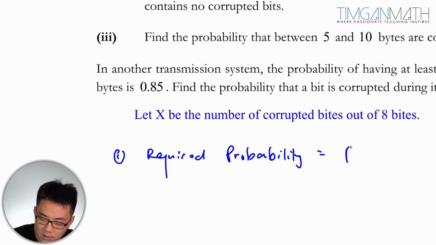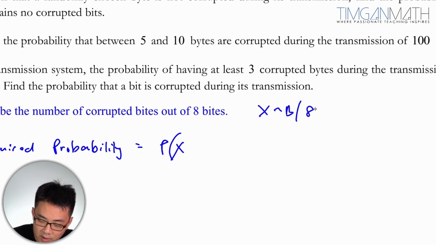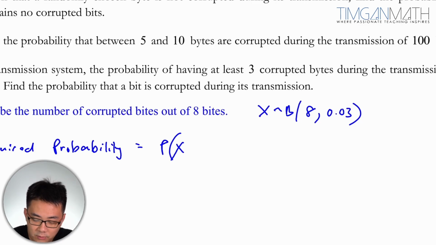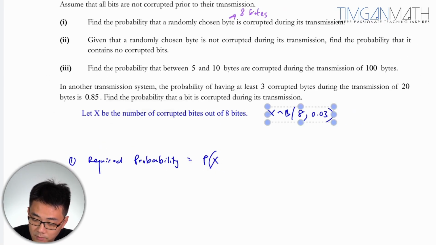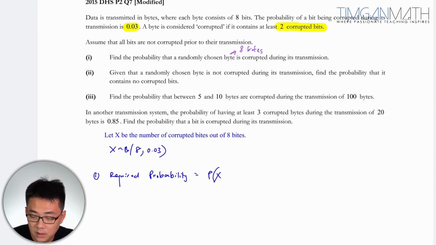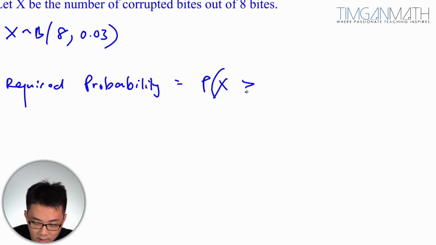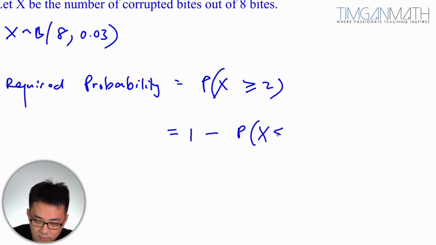This will just be X, and I'm going to name this as binomial. Every 1 bit which is corrupted is 3%. So there you go, I just put this here. Then the required probability is that it is corrupted, so it contains at least 2. So at least 2 is here. We can just take 1 minus P(X at most 1).